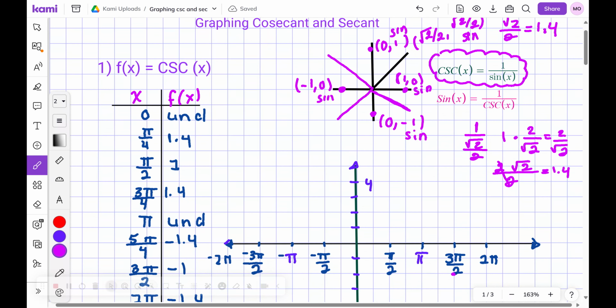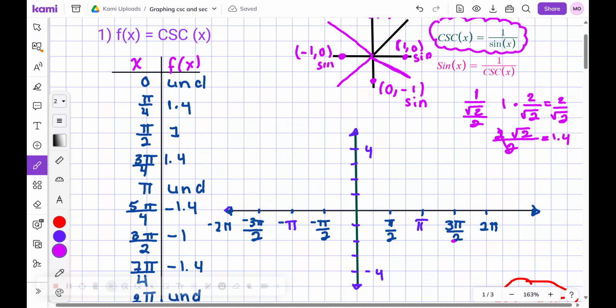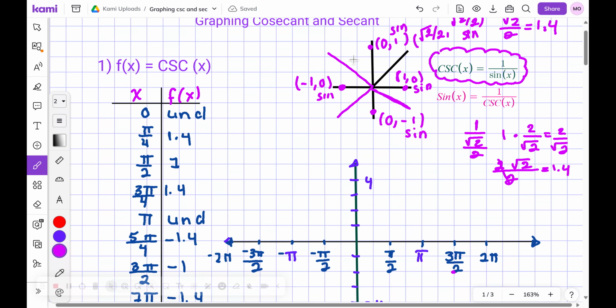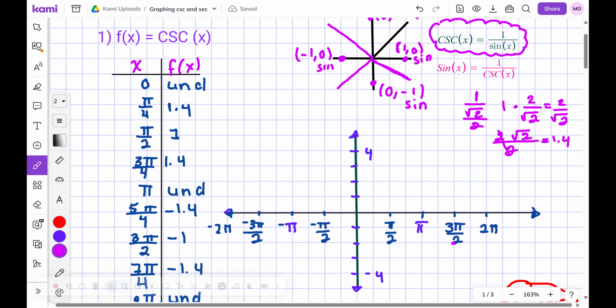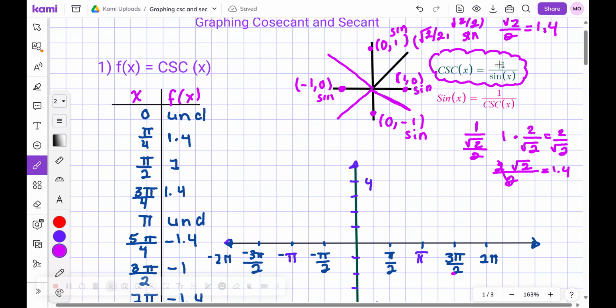At pi over 2, it will be 1. So 1 divided by sine of 90, which is 1, gives you 1. 3 pi over 4 is 1.4. You're in quadrant 2, so your sine is positive. At pi it will be undefined, because we do 1 divided by sine of pi, which is 0, so 1 divided by 0 is undefined.